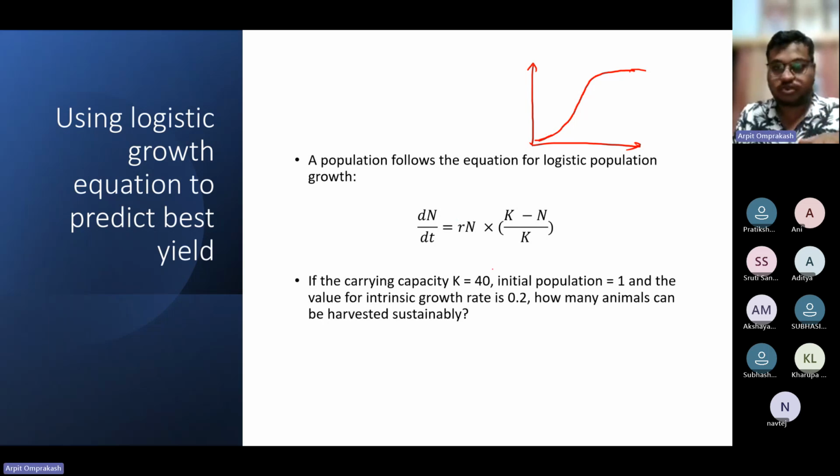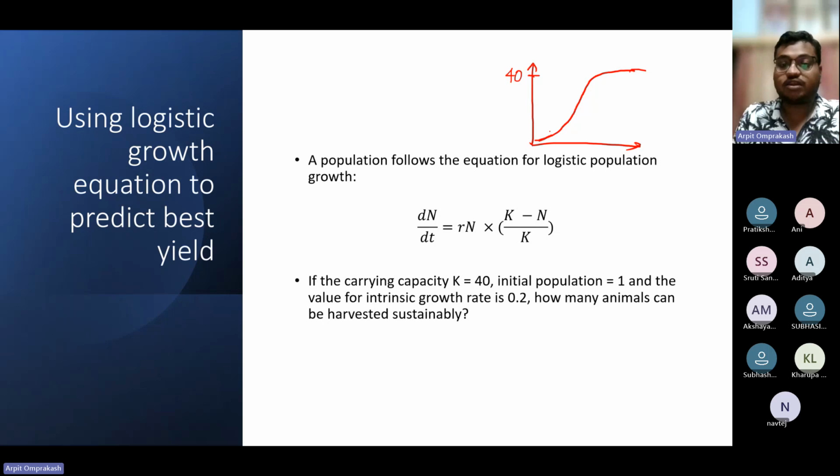So the equation is basically given here, the logistic population growth equation. We are asked if the carrying capacity is 40. So this part will come somewhere around 40 because the stable phase of the population should be around the carrying capacity. The intrinsic growth rate is basically this R here, which is 0.2, and the initial population, N naught, will be equal to 1.